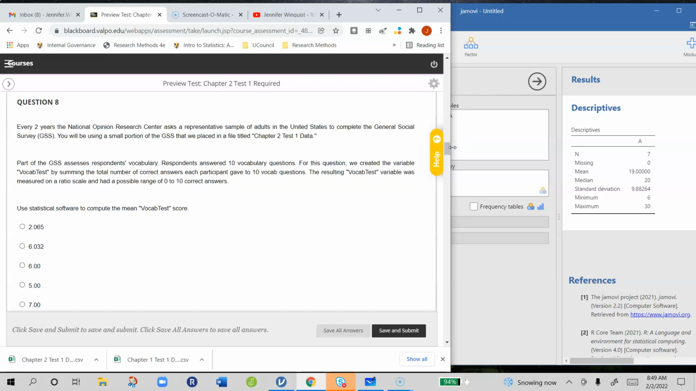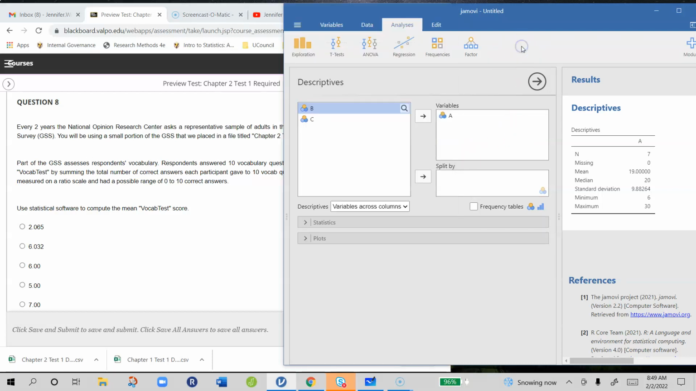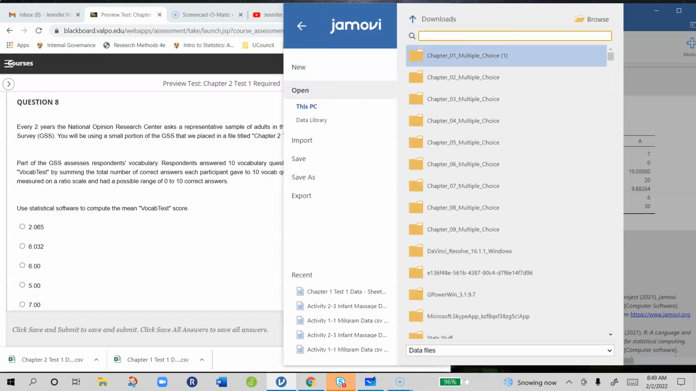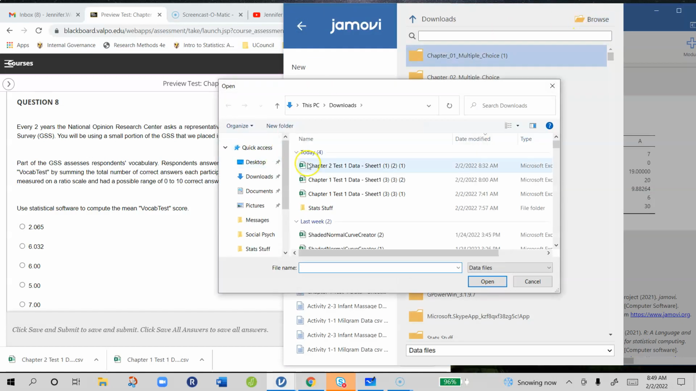Okay. Question number 8 is asking you to load some data. You're going to have to download and import into Jamovi the Chapter 2 Test 1 data. And this is the vocabulary test scores that we were looking at before. So I'm going to open this up and go to my browse, and I have Chapter 2 Test 1 data.